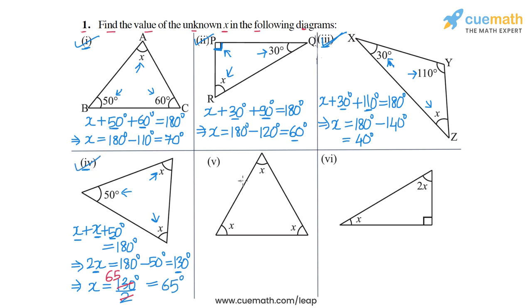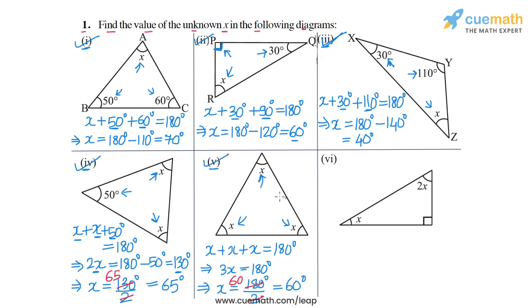Then in part 5, all the three angles are marked as x. So all the three angles are unknown, but their measure is the same. So we can say that x plus x plus x, the sum of the three angles, is equal to 180 degrees. So from here we will get 3x is equal to 180 degrees, and therefore we will get x equal to 180 divided by 3, and 180 divided by 3 is 60. So we will get x equal to 60 degrees. So this is the answer for part 5.